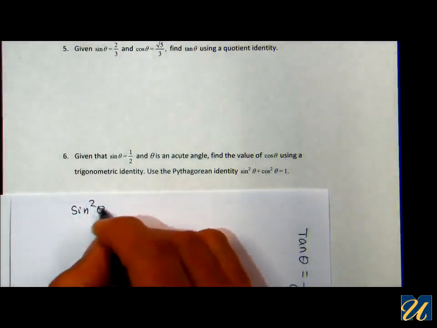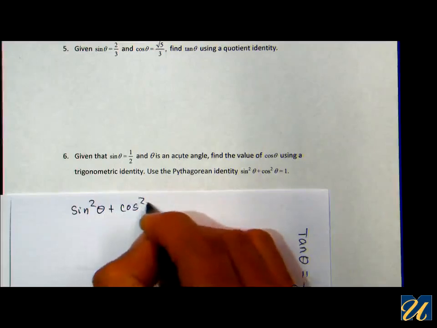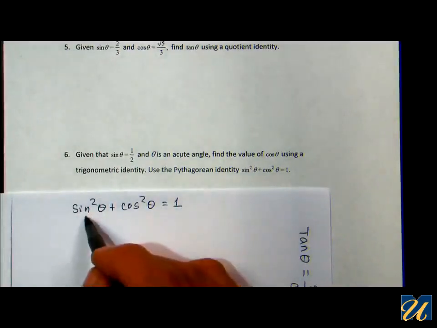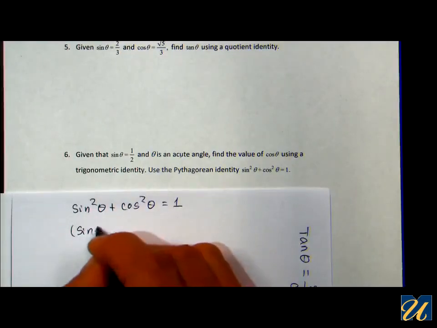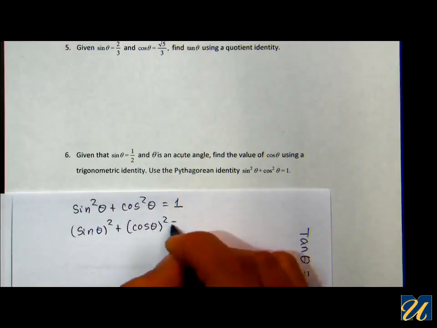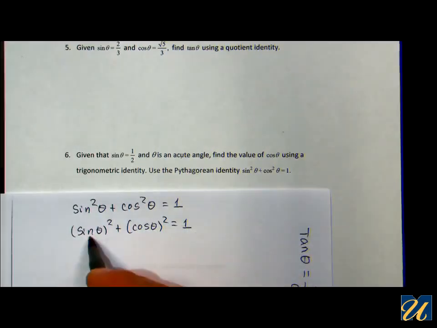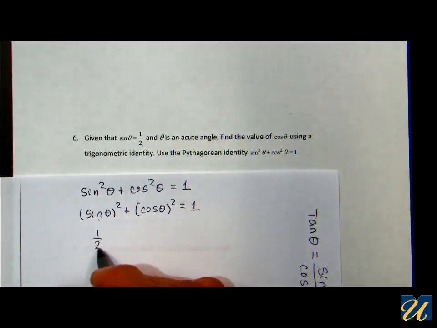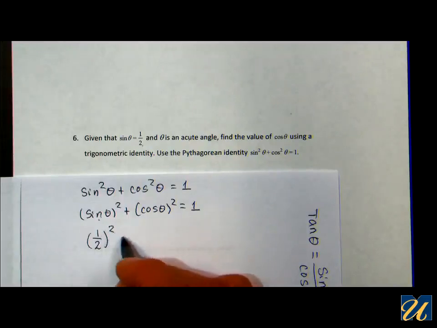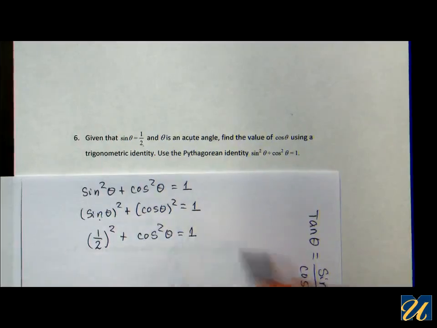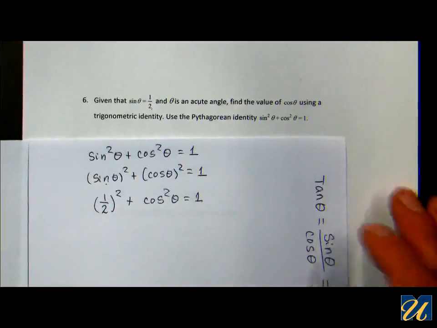Sine squared of the angle plus cosine squared of the angle is 1. Now remember, this is short for writing sine of the angle squared. So this is short for sine of the angle squared plus cosine of the angle squared is 1. Now the sine of the angle is given to be 1/2, so substitute that in. The value of sine theta is 1/2, that has to be squared, plus cosine squared is 1. So you're solving for the unknown, which in this case is the cosine.